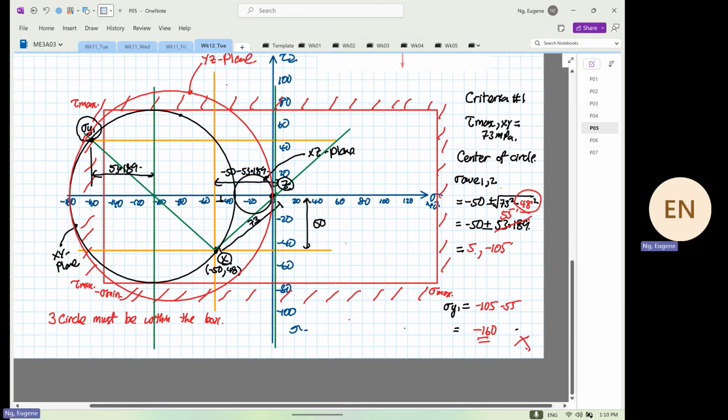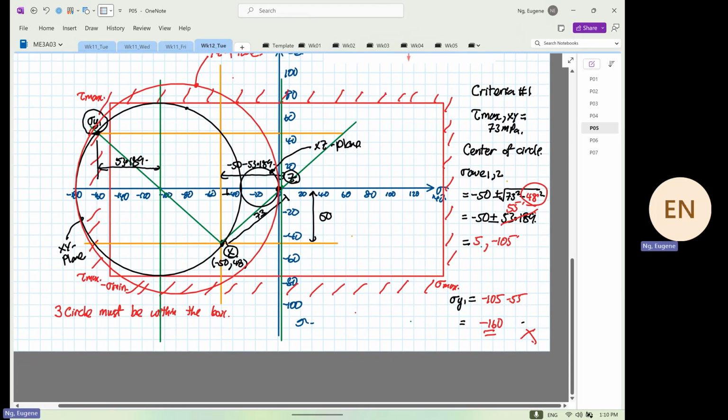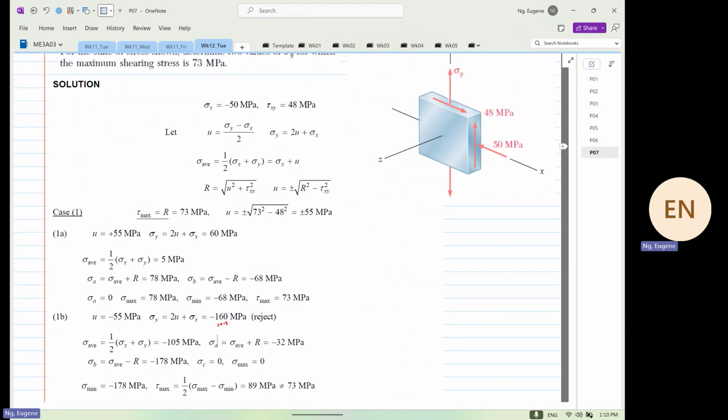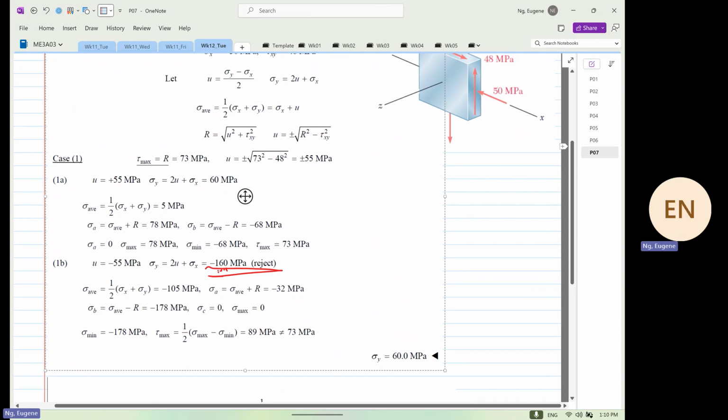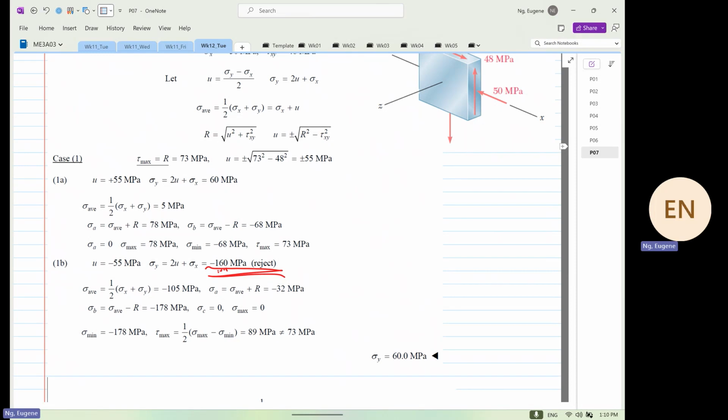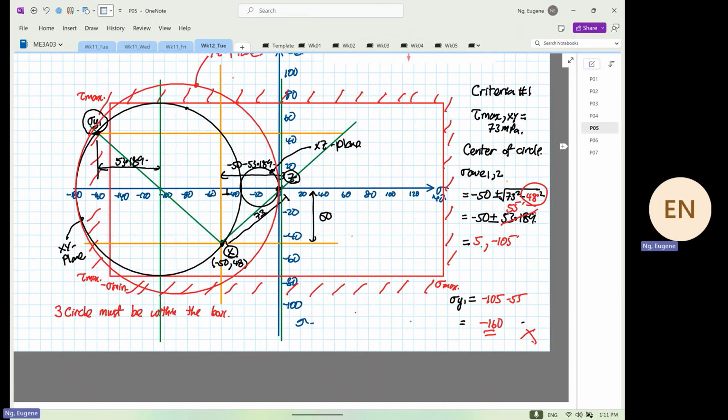So now, can you see why, regardless, I will redraw the circle when I post the notes. Can you see why minus 160 is rejected now? Yes or no? Right? So if you want to go and work out the math, be my pleasure. Okay? But look at this. Is this easier? Yes or no? Just draw and boom, get your answer. You don't need to form all those equations.